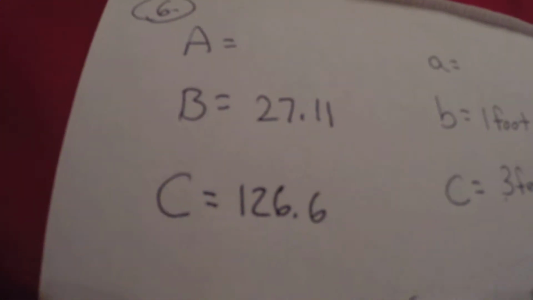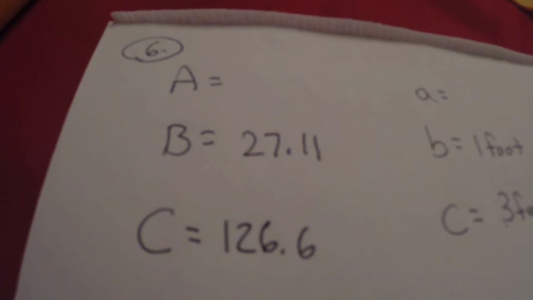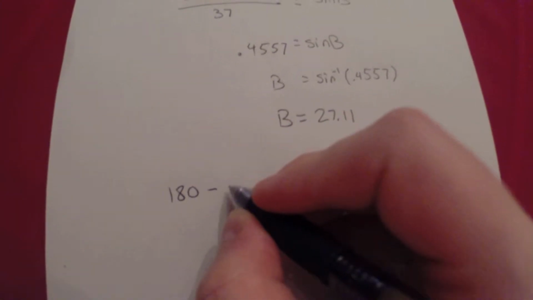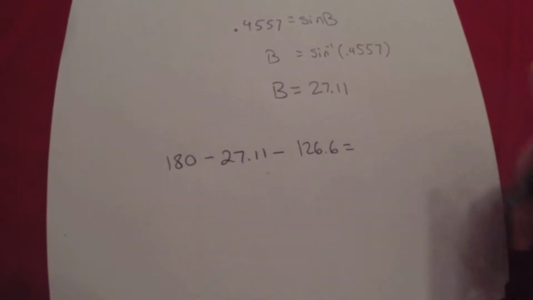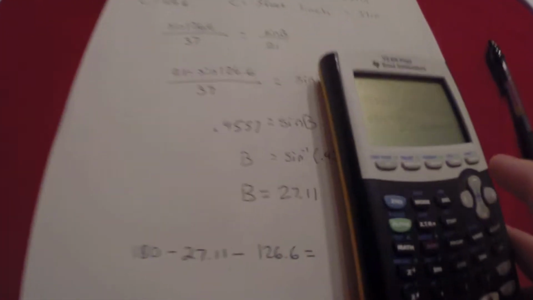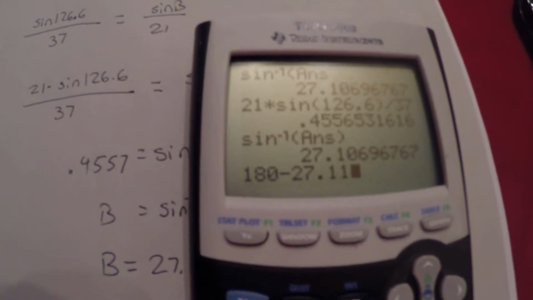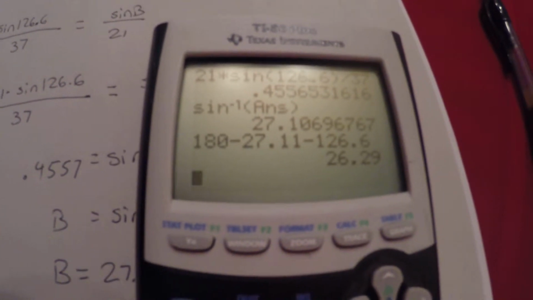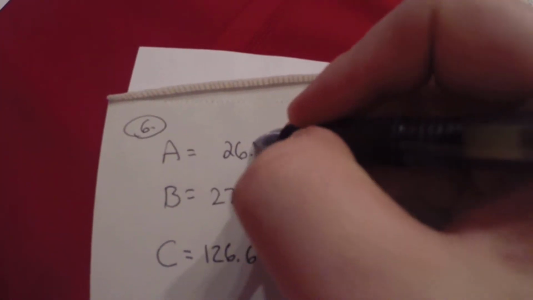All right, then I'm going to go through and figure out the other angle. All the angles in a triangle add up to 180, so it's just 180 minus the previous two. That gives 26.29. How do I figure out little a?